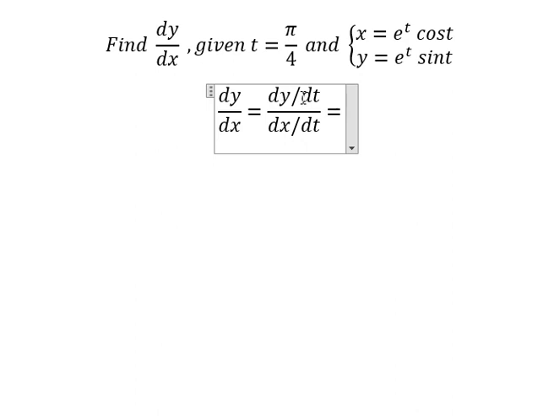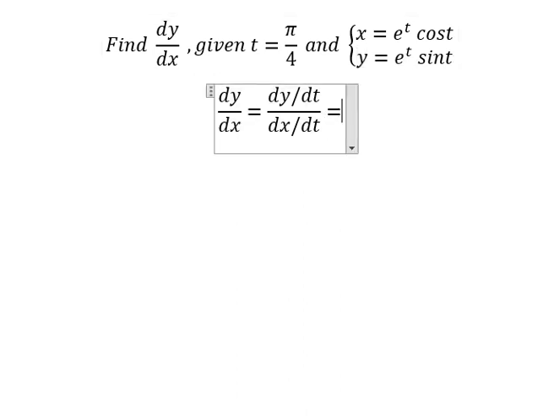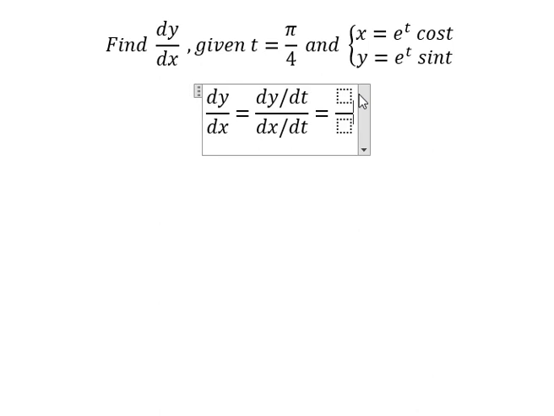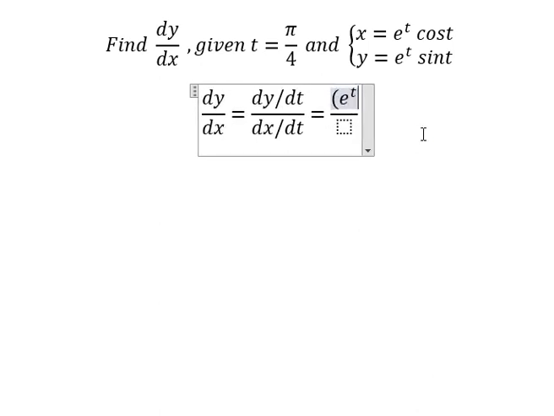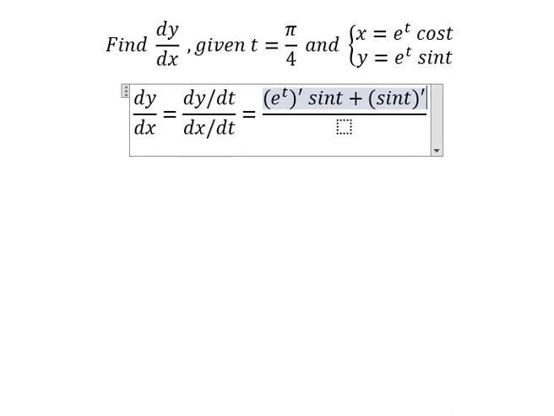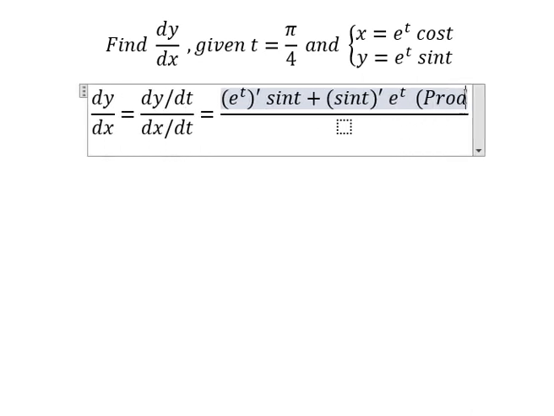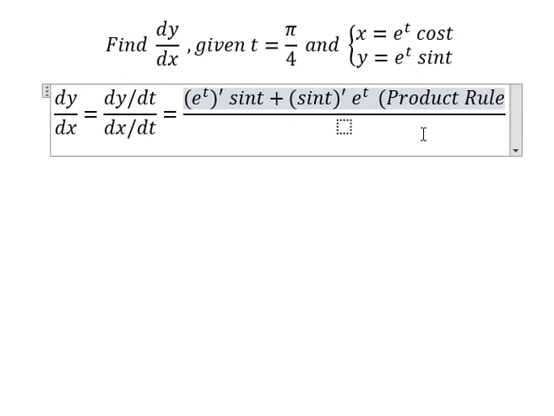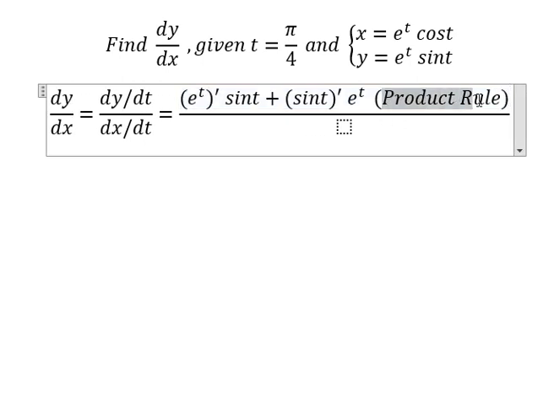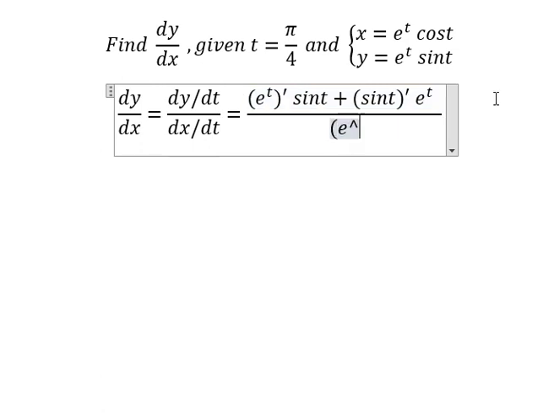So dy over dt, that means we need to first do the derivative of y with respect to t. So in this situation we have it like this. This one is about the product rule of the derivative. Now we can do similar for the second one.